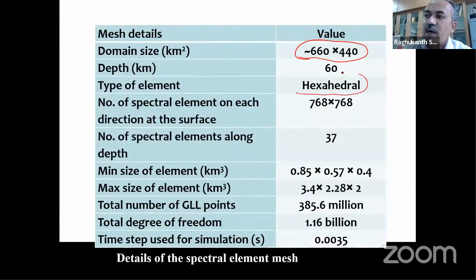Now we are using hexahedral elements. So it's a higher order 27-node element here. And these are the number of spectral elements on the surface.